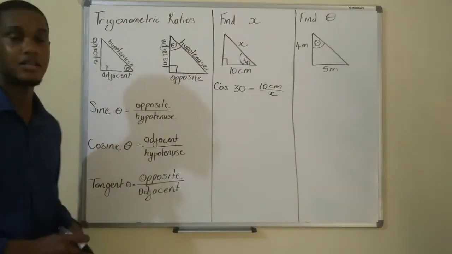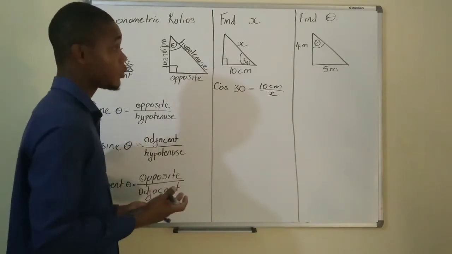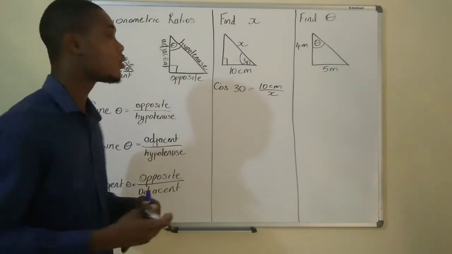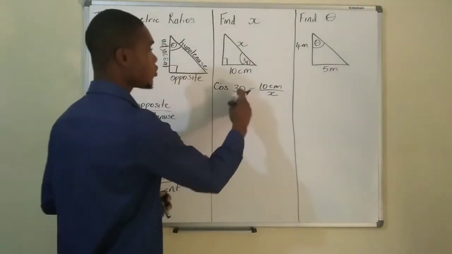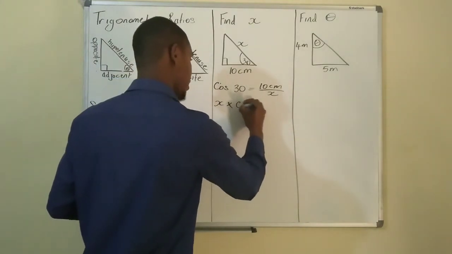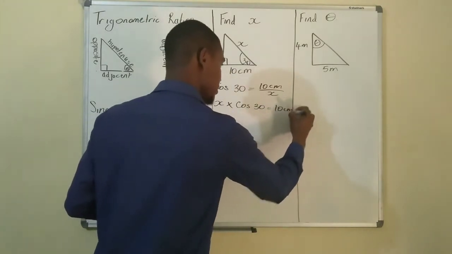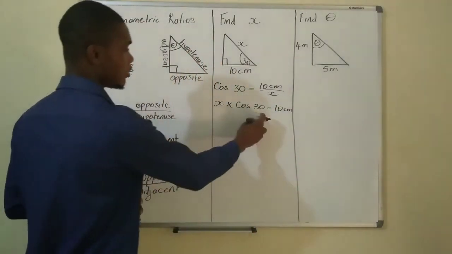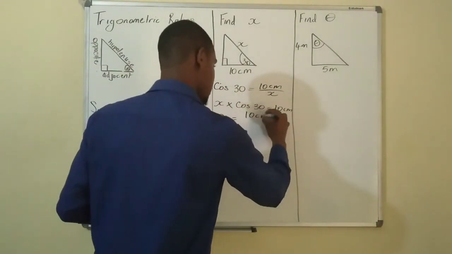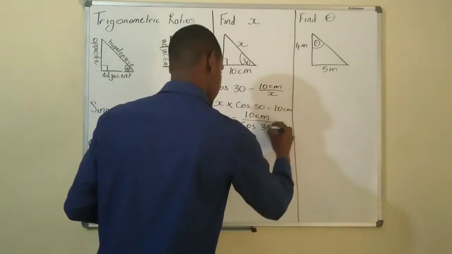Now when you set it out like this, you'll just be applying the steps for solving equations. If you don't know how to do that, there's another video that you can check out for solving equations. So now you simply cross multiply. That's x multiplied by cos 30 equals 10 centimeters. Because you want to get x by itself, you divide both sides. So it's now 10 centimeters divided by cos 30.